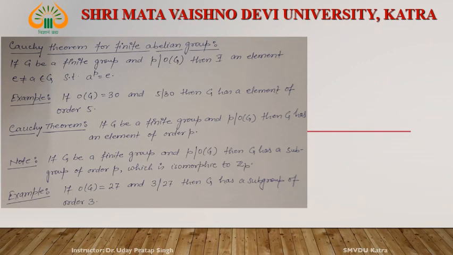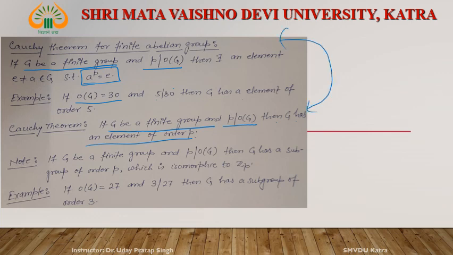Next is Cauchy's theorem. The statement we will see now, and the proof in the next class. If G is a finite abelian group and p divides order of G, then there exists an element a which is not identity and a to the power p is e. For example, if order of G is 30 and 5 divides 30, then there exists a such that order of a is 5. The same statement: if G is a finite abelian group and p divides order of G, then G has an element of order p. These two statements are the same. Proof of this theorem we will discuss in the next class.